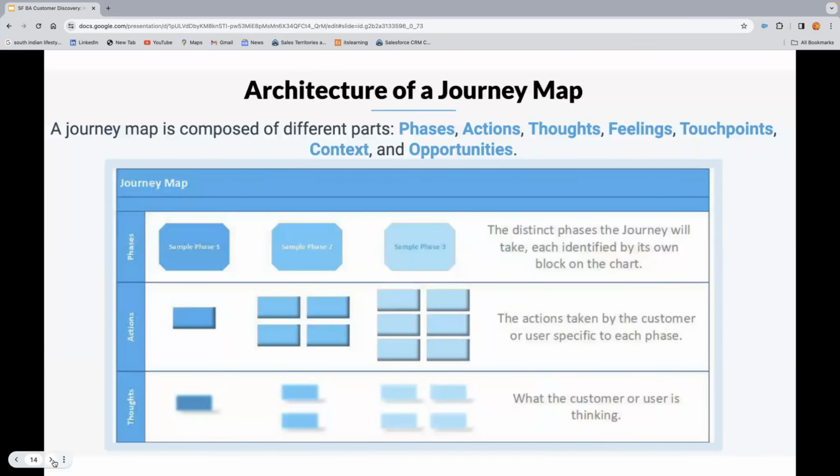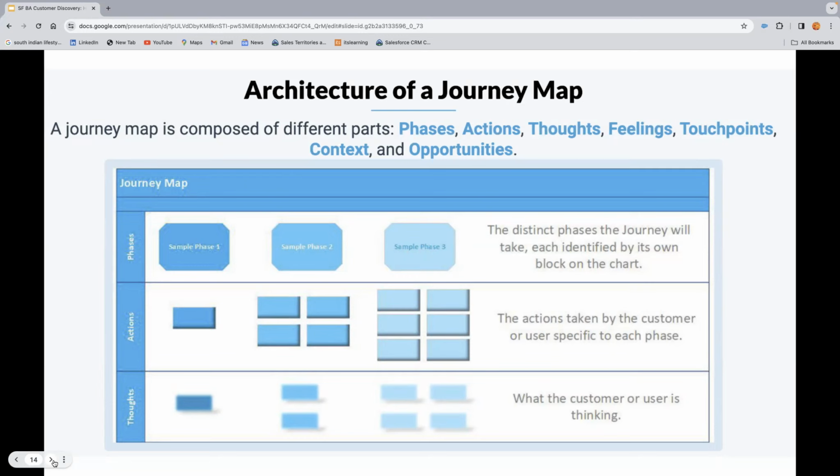Architecture for journey map. The journey map is composed of different parts: passes, action, thoughts, feelings, touch points, context, and opportunities. The journey map has three parts: thoughts, action, passes, and then simple passes. Simple passes one, simple passes two, and simple passes three.